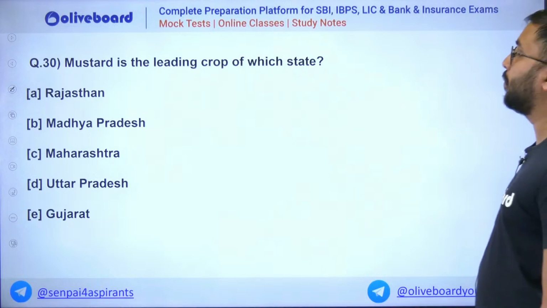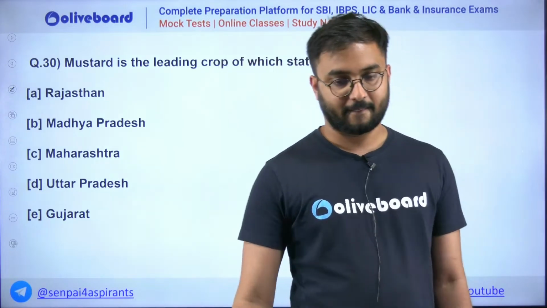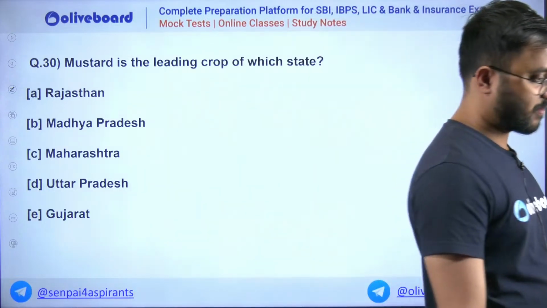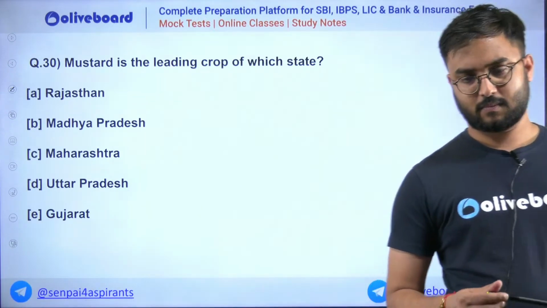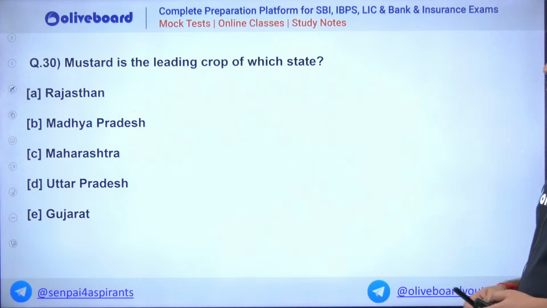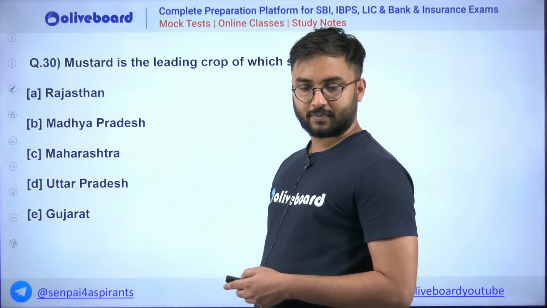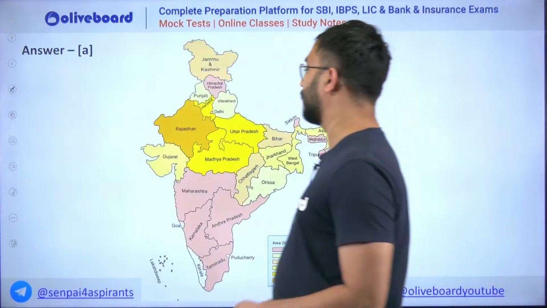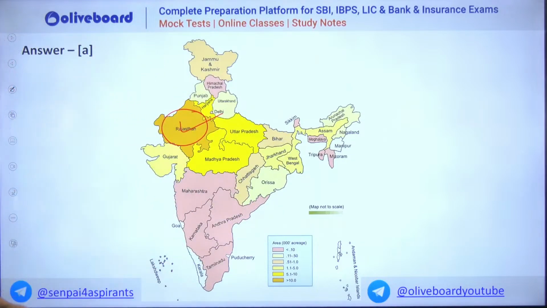Mustard is a leading crop of which state? Rajasthan, Madhya Pradesh, Maharashtra, Uttar Pradesh and Gujarat. Answer, guys. So the answer is very easy. It's A, that is Rajasthan. Rajasthan is the leading state in production of mustard.